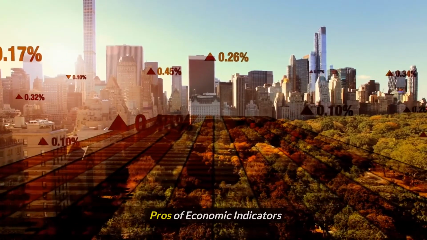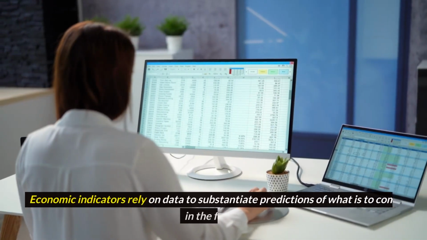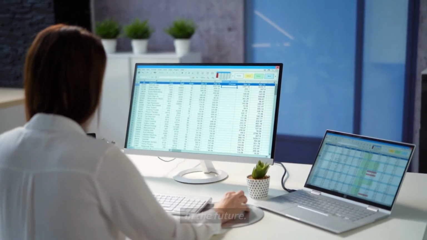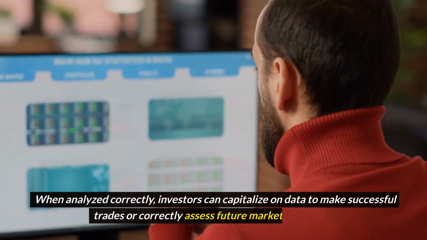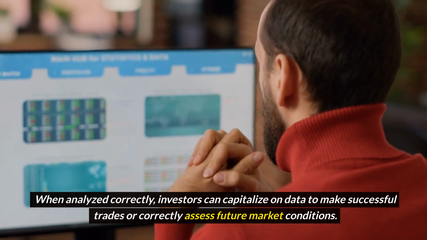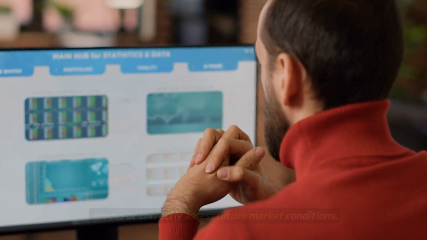Advantages and disadvantages of economic indicators. Pros of economic indicators. Economic indicators rely on data to substantiate predictions of what is to come in the future. When analyzed correctly, investors can capitalize on data to make successful trades or correctly assess future market conditions.